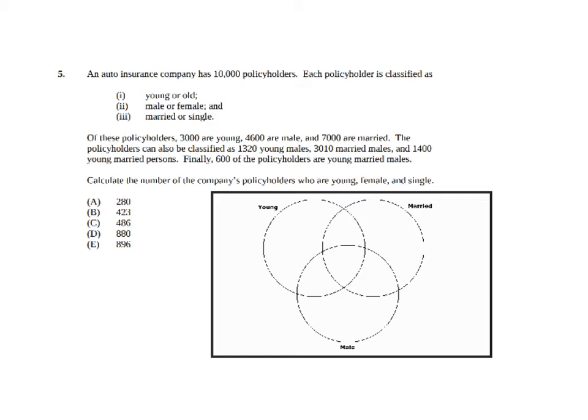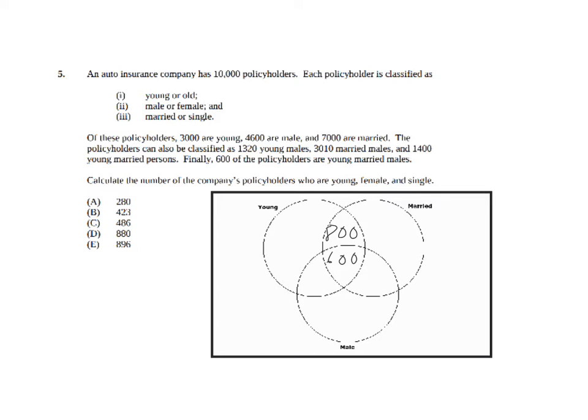So I have intersecting circles that fit the categories we have: young, married, and male. And we're going to do something very similar to what we did in the first problem. We're going to start with the middle category, the intersection of all three sets, and that is 600 young married males, which is going to go in this region right here. And then we work our way outwards. Let's work our way backwards through the text. The last one is 1,400 young married persons. That includes this 600, and in order to add up to 1,400, we need this space above it to be 800 people.